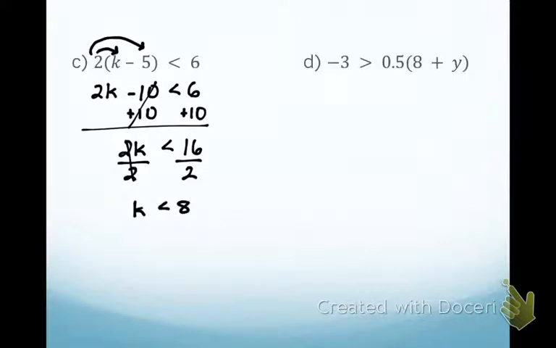Now we want to ask ourselves this every single time. As our last step, was the last thing we did multiply or divide by a negative number on both sides? No, look right here. Those are both positive numbers we divided by. So do I need to flip the symbol? No. Nope. Our correct answer is k is less than 8.